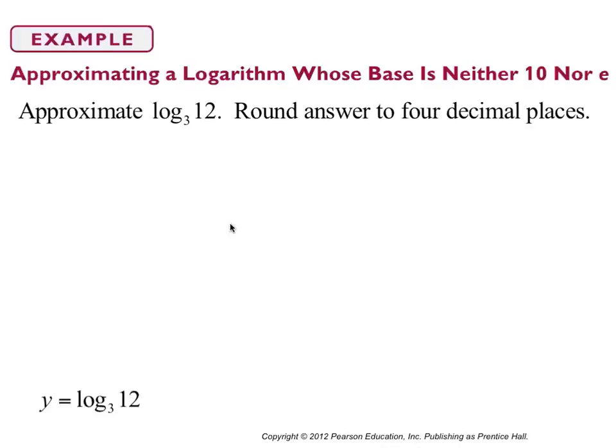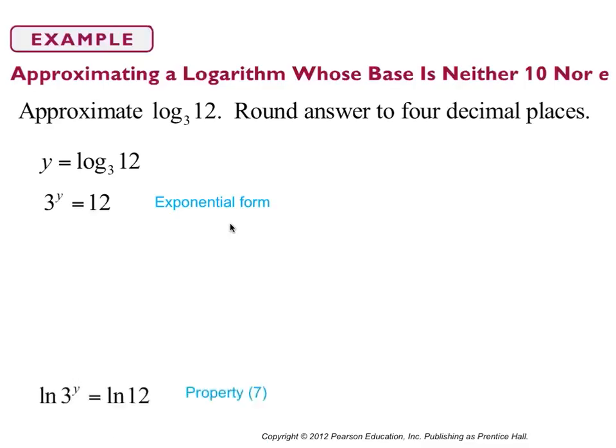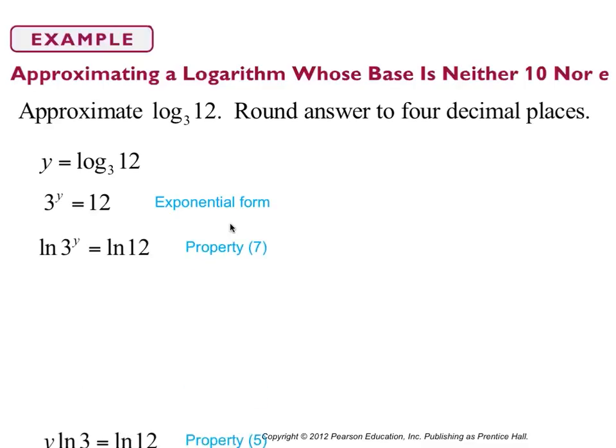So let's learn how to evaluate some logarithms whose base is neither 10 nor e. So let's say we want to approximate log base 3 of 12, and we want to round our answer to 4 decimal places. We could change this so that we have y equals log base 3 of 12, and we could change this into exponential form so that we have 3 to the y equals 12. And then we could take natural log of both sides, so we'd have ln of 3 to the y equals ln of 12.